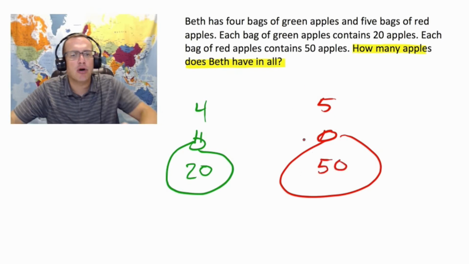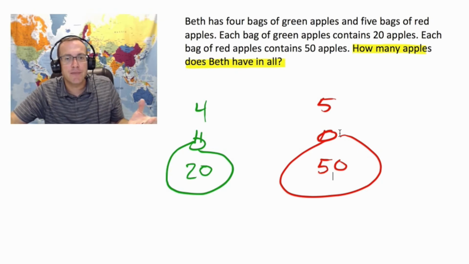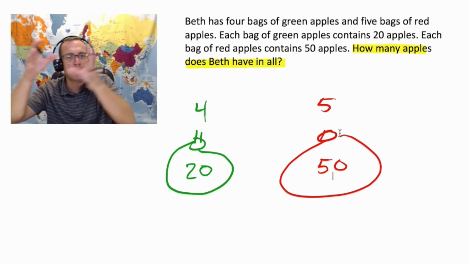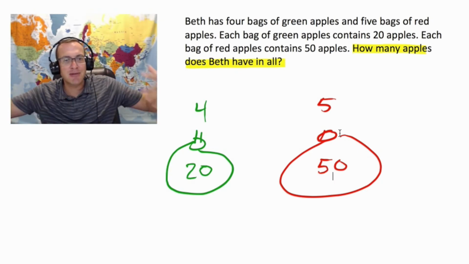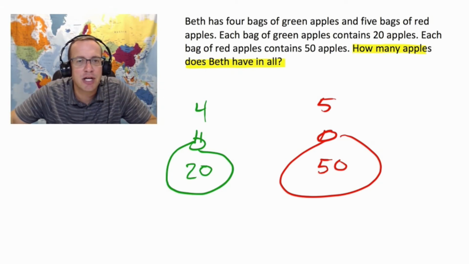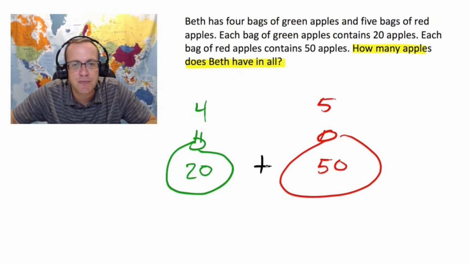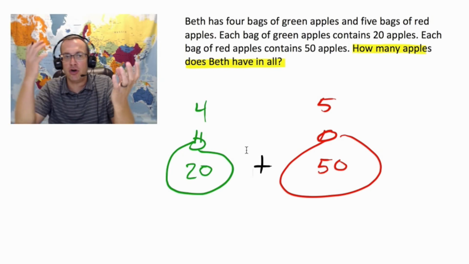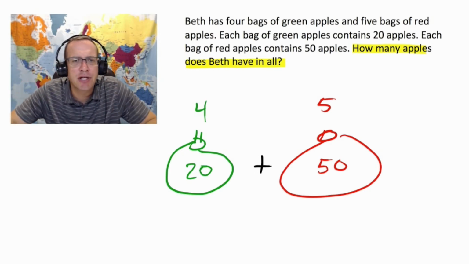Okay. So I know if I go ahead and I figure out how many green apples there are and how many red apples there are, at the end we want to know how many there are in all. So I'm going to go ahead and add these 2 things together. So I'm going to add up all my green apples and all my red apples. So how many green apples do we have?